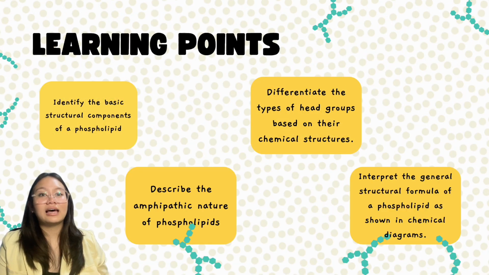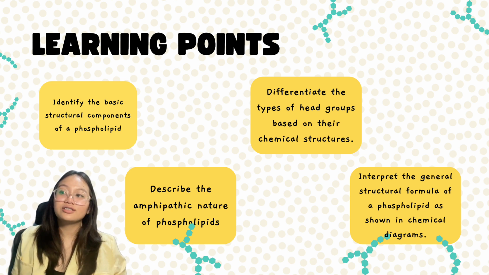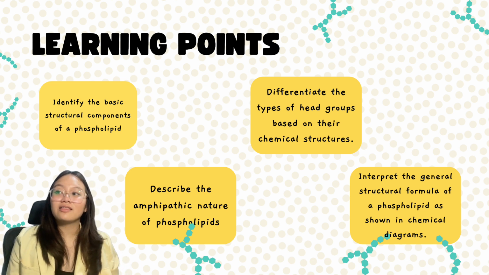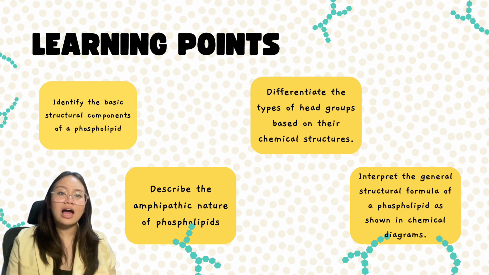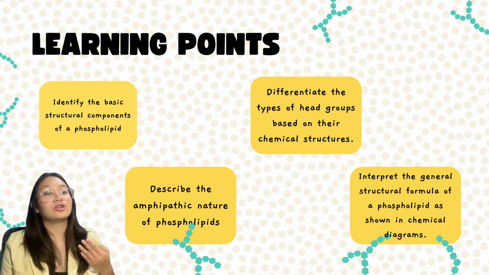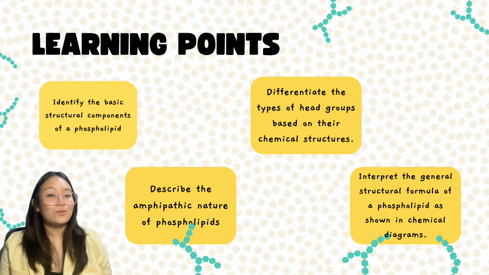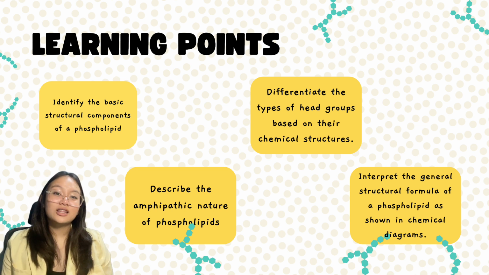With those being said, let's check back to the learning outcomes. First learning outcome, identify the basic structural components of a phospholipid. Can you now name the 4 structural components of a phospholipid? We have the glycerol, the 2 fatty acids, the phosphate group, and then the head group.